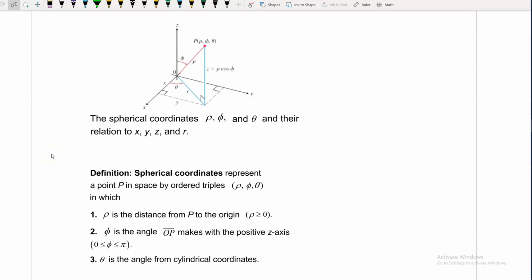Now here we have the spherical coordinates rho, phi, and theta and their relation to x, y, z, and r. Definition: spherical coordinates represent point P in space by ordered triples rho, phi, theta, in which number 1, rho is the distance from P to the origin, and rho is greater than or equal to 0. Number 2, phi is the angle, and phi is between 0 and pi, inclusive. Number 3, theta is the angle from cylindrical coordinates.